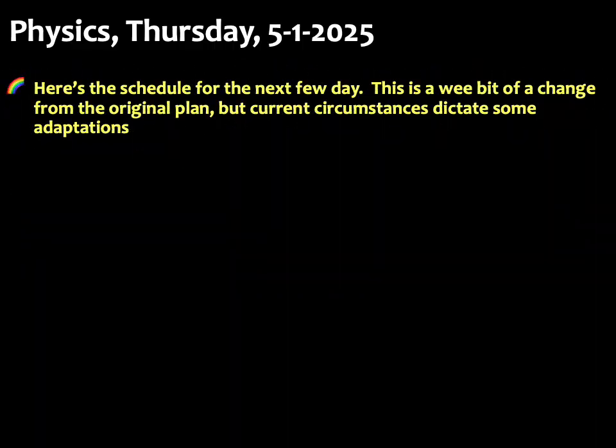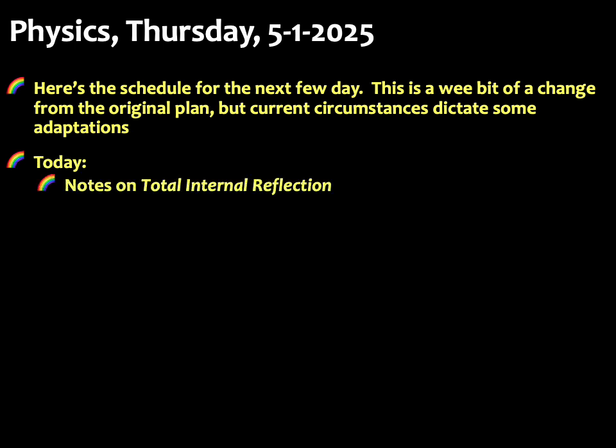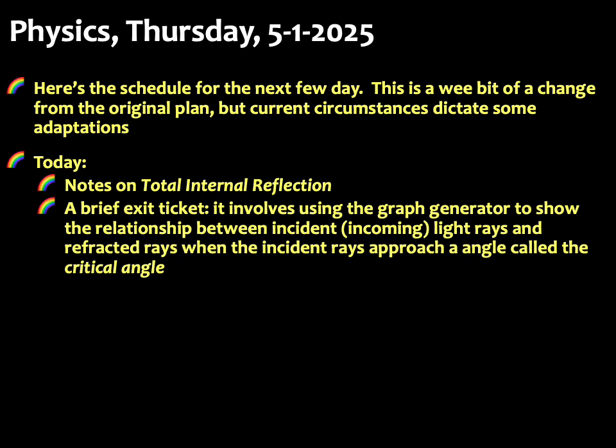Got a little bit of a change from the original schedule, but it's required with the given circumstances right now. So today, going to have some notes on total internal reflection. That was the original plan. And there is an exit ticket. You're generating a graph. I'll go through how to do that in a little bit.